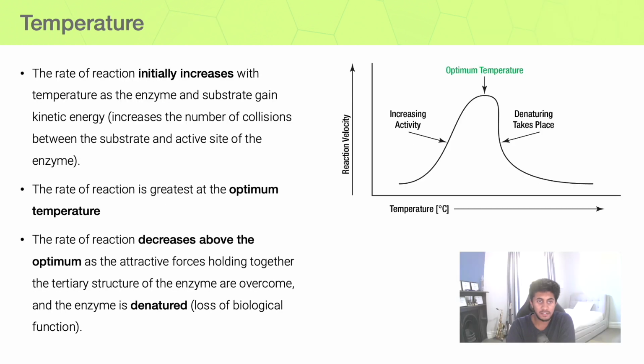So there are a lot of factors that affect the rate of enzyme-catalyzed reactions, and we're going to cover a few here. So the first one is temperature. The rate of reaction initially increases with temperature as both the enzyme and the substrate gain kinetic energy. So this effectively increases the number of collisions between the substrate and the active site of the enzyme. The rate of reaction is greatest at the optimum temperature. Now you can see it's shown in green on the diagram here. It's basically the peak of your bell curve. It's the local maximum, as you would call it in maths.